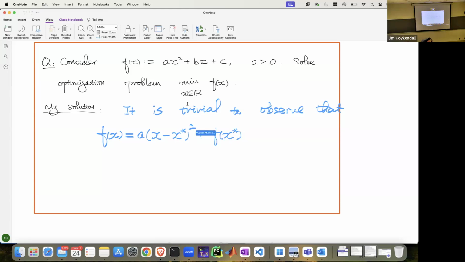squared. Sorry. And because a is greater than 0, and a square is always greater or equal to 0, I have f of x greater or equal to f of x star for all x in R. So we're done. End of story, end of proof. I'm done. Submitting my paper to the teacher.